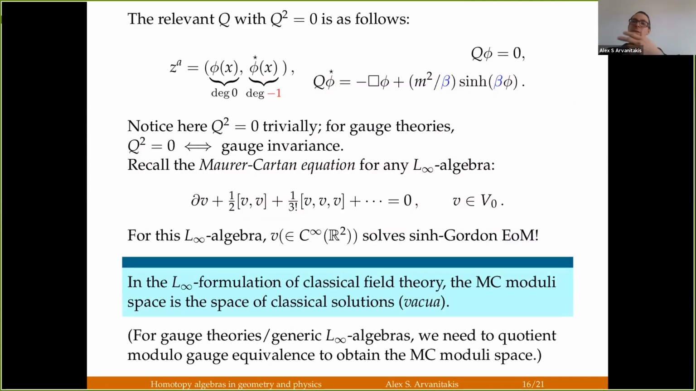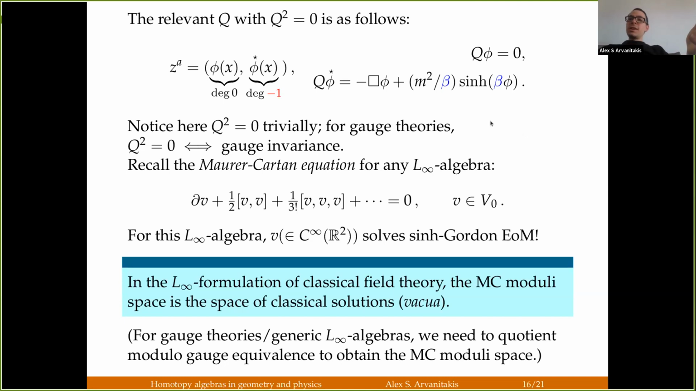Now, I can just write the BRST-like Q with Q squared equals 0. I need a formal field variable phi of x and a phi star, and it looks like this. And because Q phi equals 0, we see that Q squared equals 0 very trivially. But for gauge theories instead, Q squared equals 0 is equivalent to gauge invariance, or if you like, tree-level Ward identities.